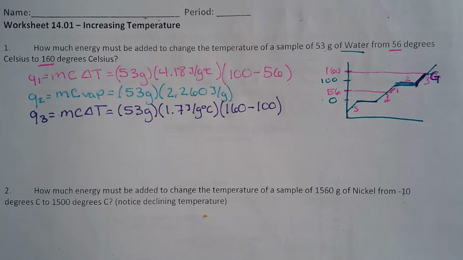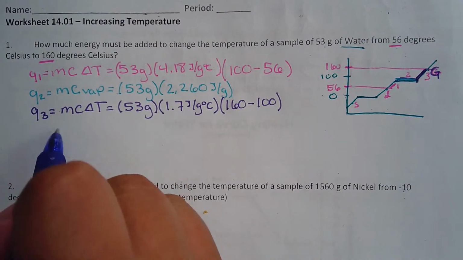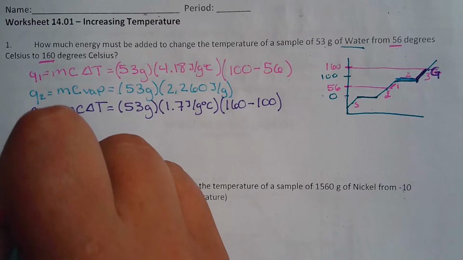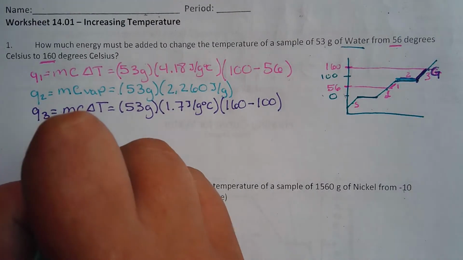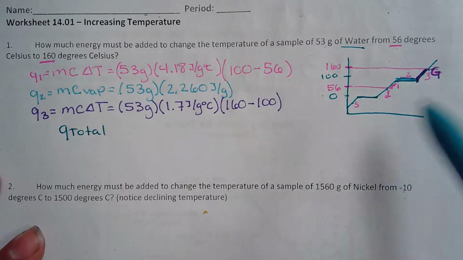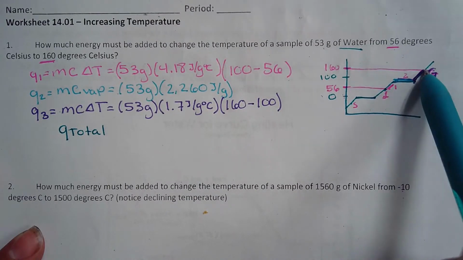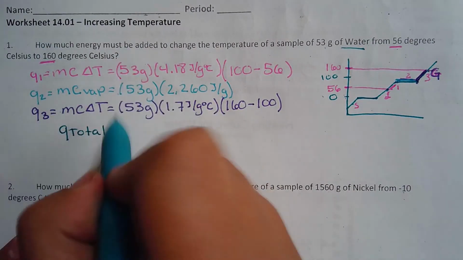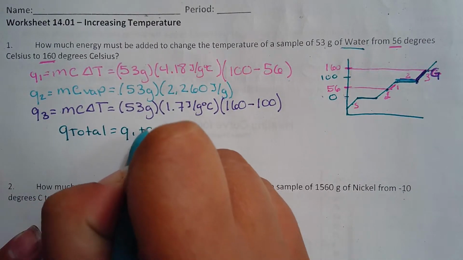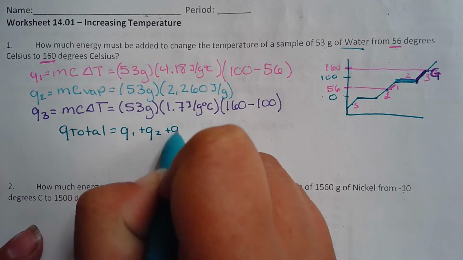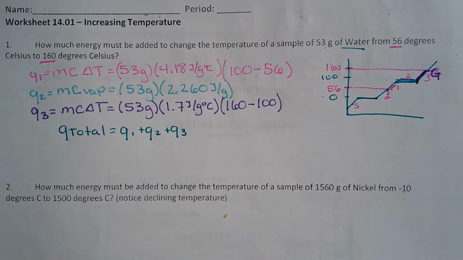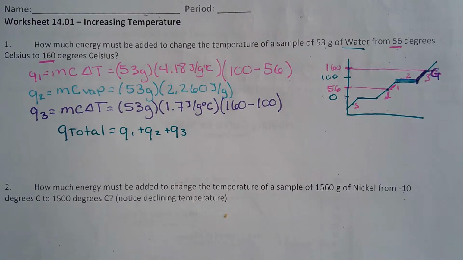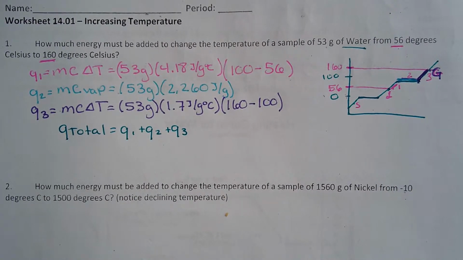Okay. Once we're done, our Q total, the total energy it took to get from here to here, we're just going to add them all up. We do Q1 plus Q2 plus Q3. And when we do that, we go to our calculator.